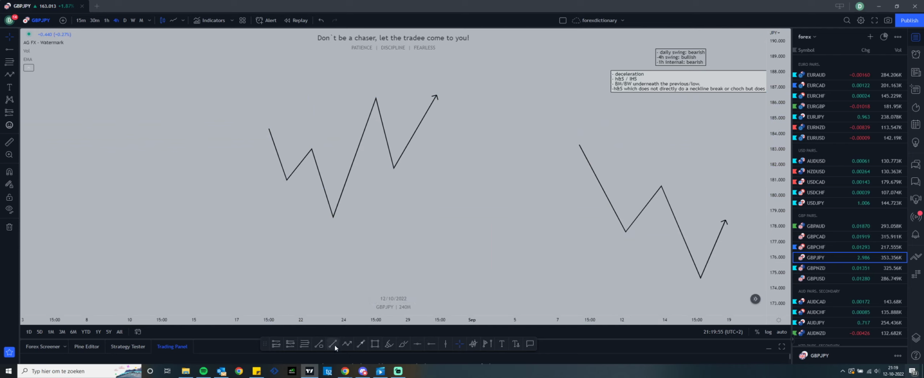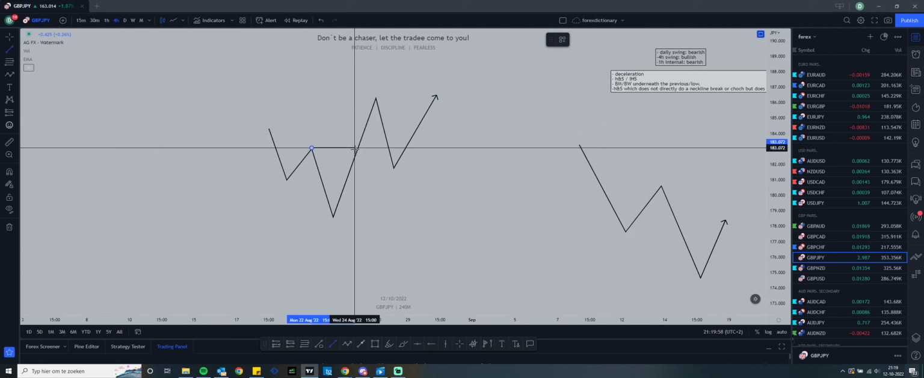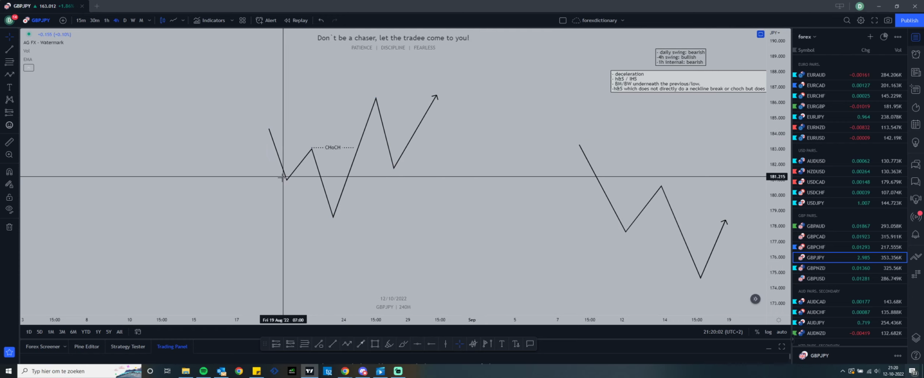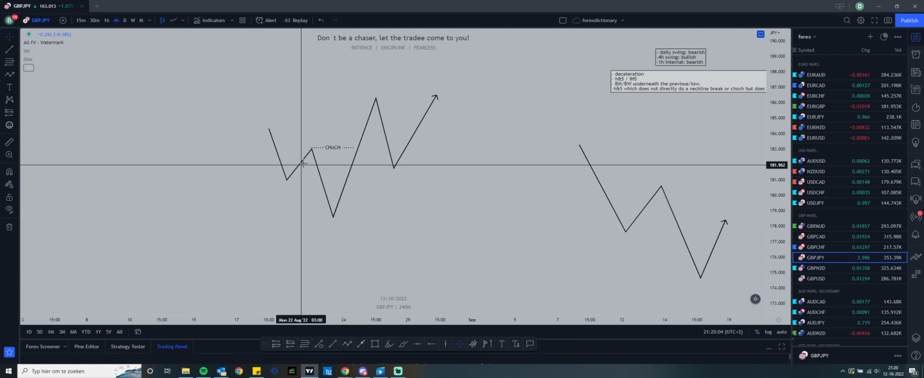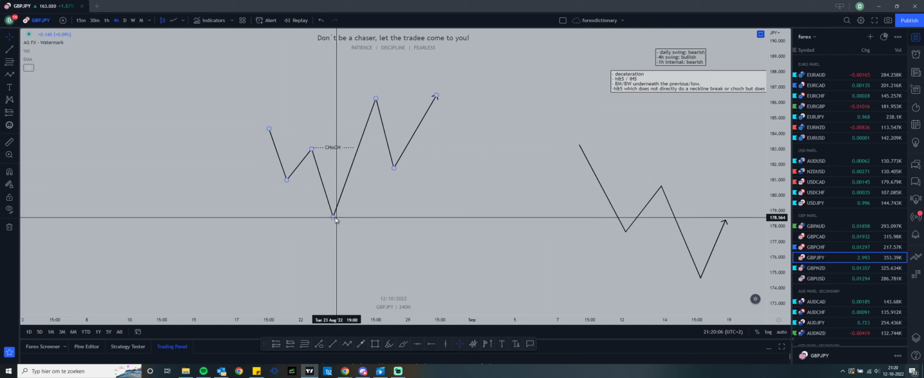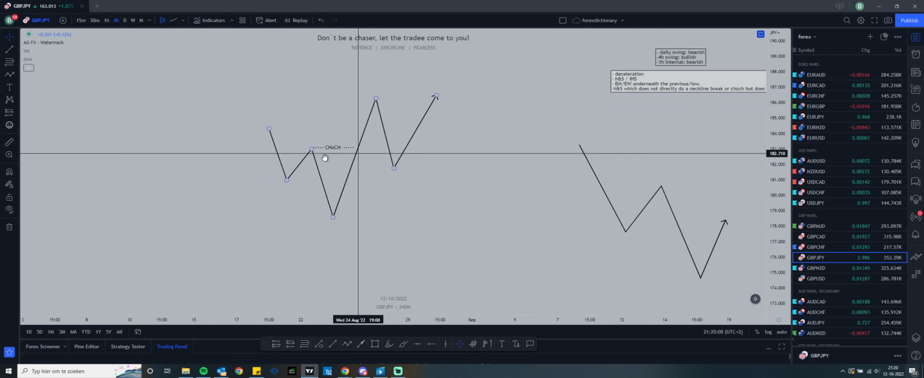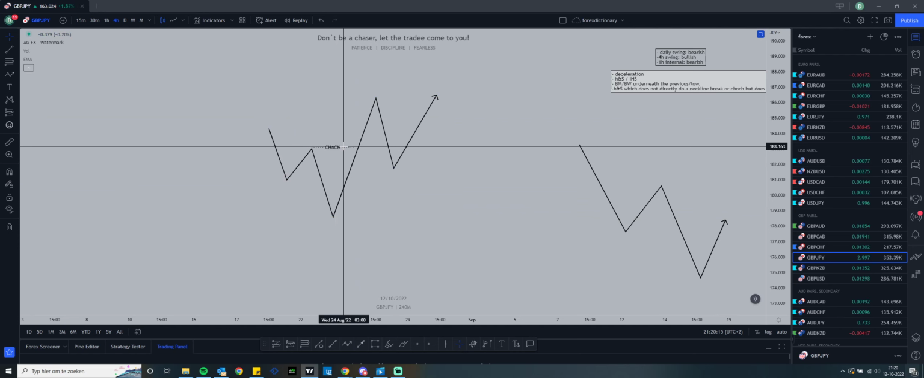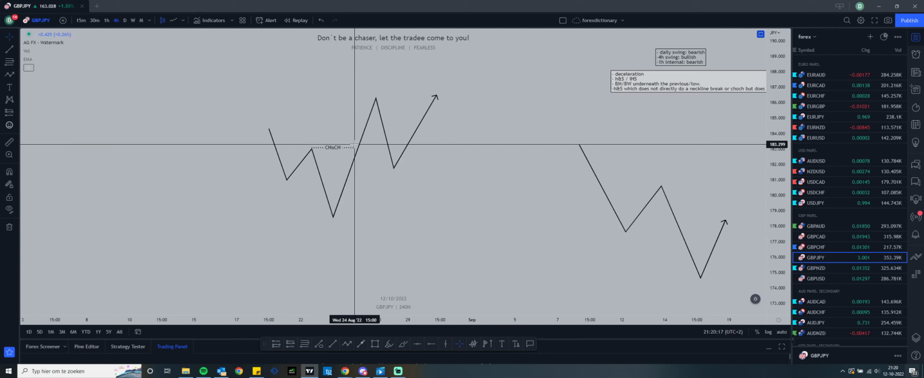This for me is a head and shoulders. And why is this for me a head and shoulders? Because we have an impulse. So we have a low, we have a lower high, we have a lower low, and then we take the last lower high. So that's a change of character. The change of character is the first indication that we can have a reversal, or change in order flow.